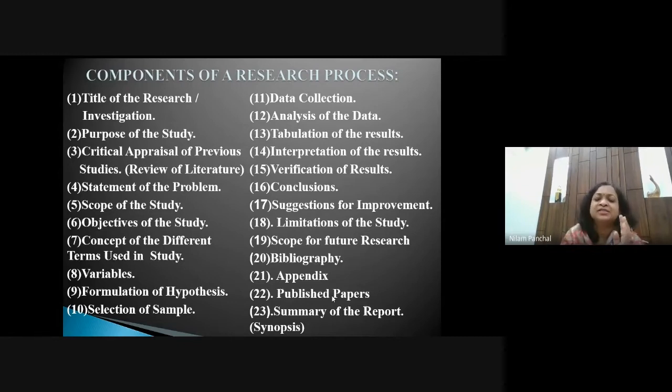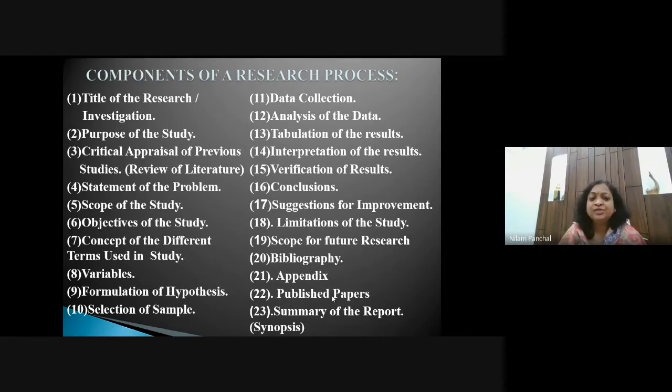So the first is, what is the title that is coming to your mind? What is the topic that is coming to your mind? And what is the purpose of your study? What is the objective? What is the purpose, right? And for that, you would do the literature review so that you can come to the statement of the problem.